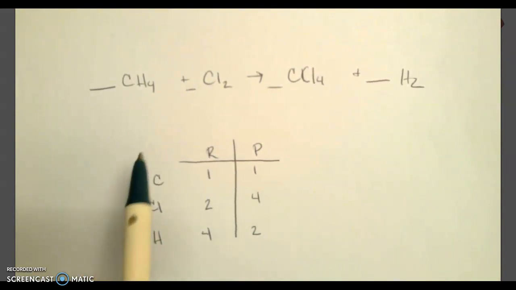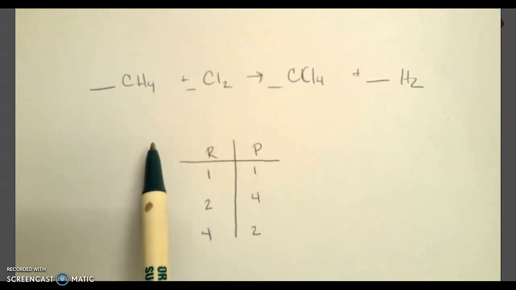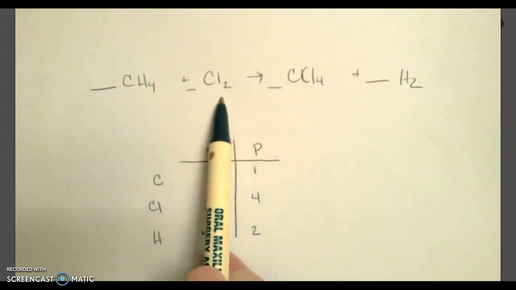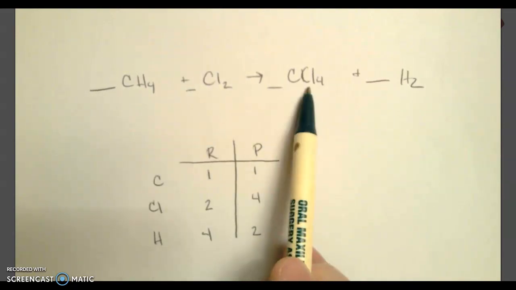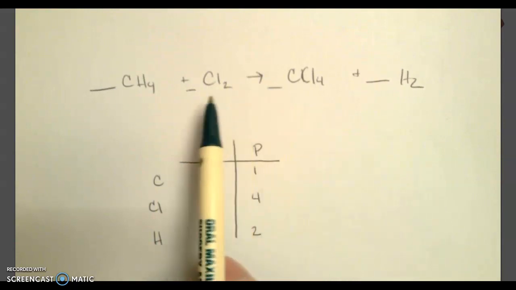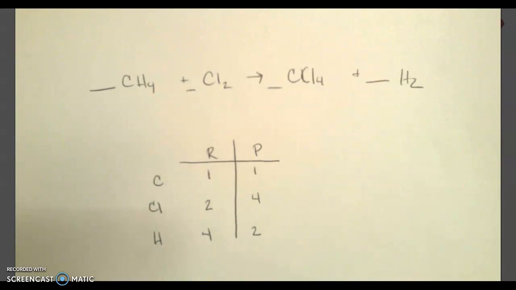This is a single replacement reaction. You can see that at the beginning, carbon is bound to several hydrogens, and chlorine is sort of by itself in a diatomic molecule, and then the chlorine has replaced the hydrogen, and hydrogen is now the diatomic element, so molecule. So that is a single replacement reaction.